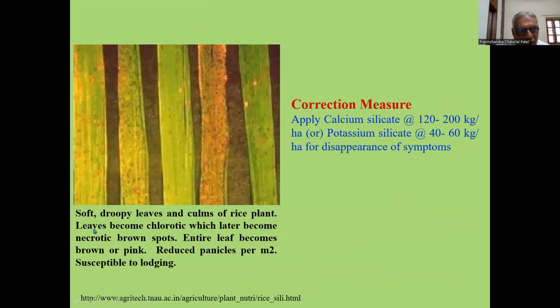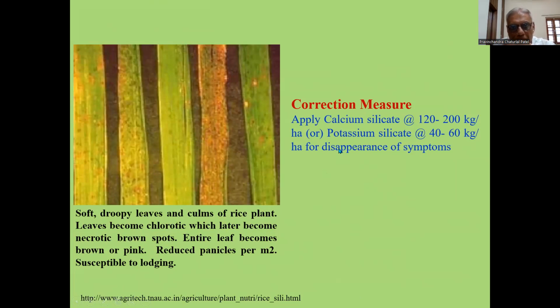So you can see here the soft, droopy leaves of the rice plant. Leaves become chlorotic, and later become necrotic brown spots. You can see the necrotic brown spots here. The entire leaf becomes brown or pink. Reduced panicles per square meter, susceptible to lodging. So when there is a deficiency of silica, the plant will suffer, and we are losing rice crop production.